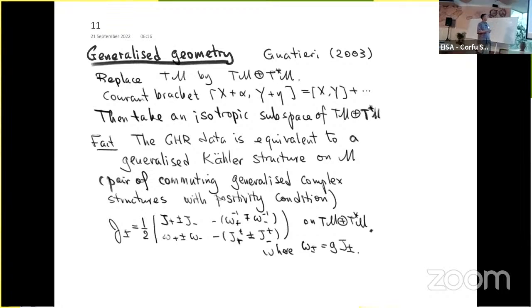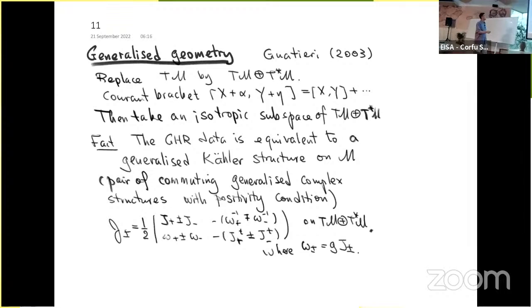So let's replace the tangent space of the manifold by the tangent space plus the cotangent space. So the dimension is doubled. And then there's a new bracket, which is a Courant bracket. So this is a vector field plus a one form, and you write down the bracket, which you can read from many introductory papers or books on generalized geometry, which I do not write down. But the idea is that this has double the dimension, and we have to return to the original dimension.